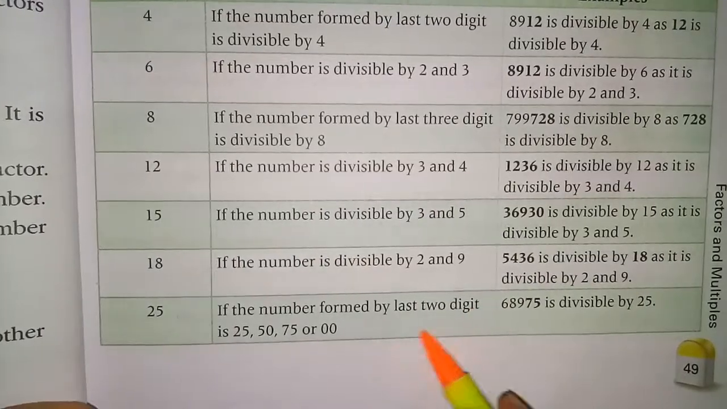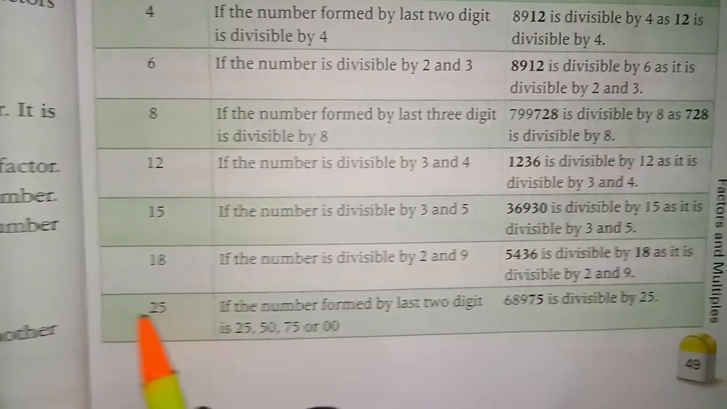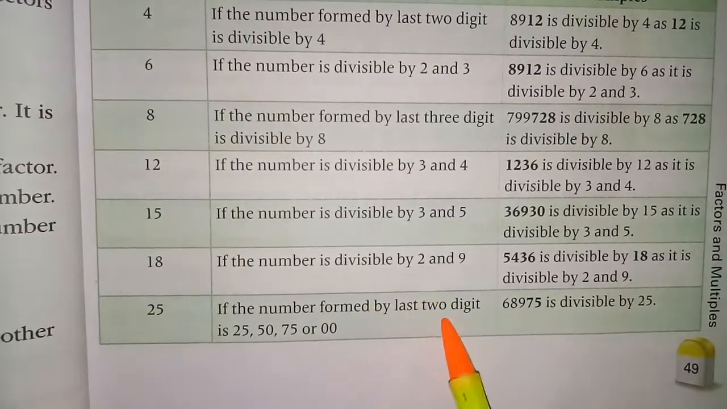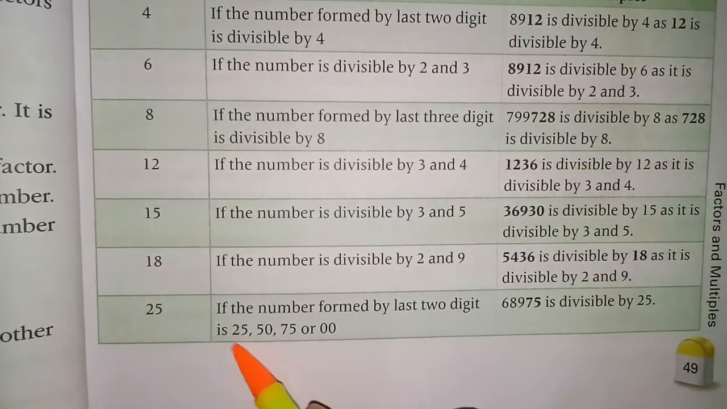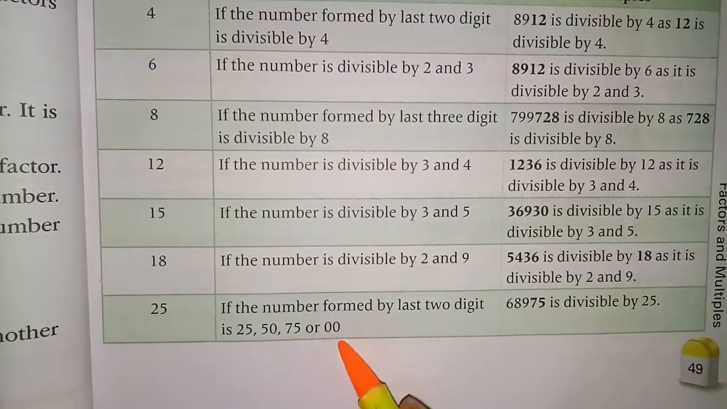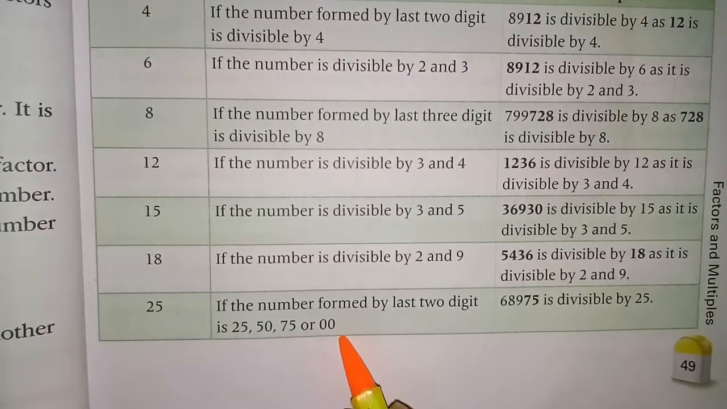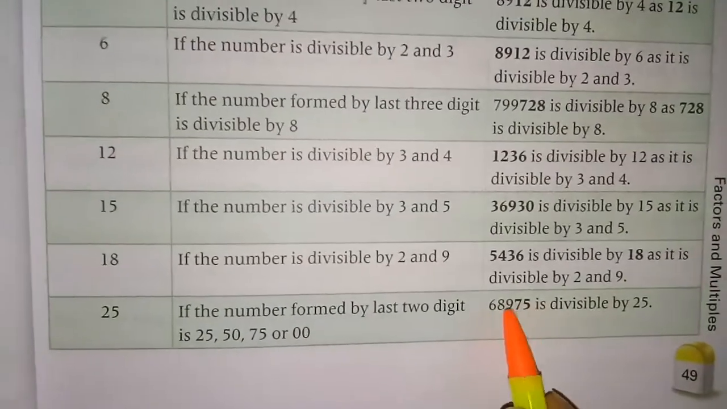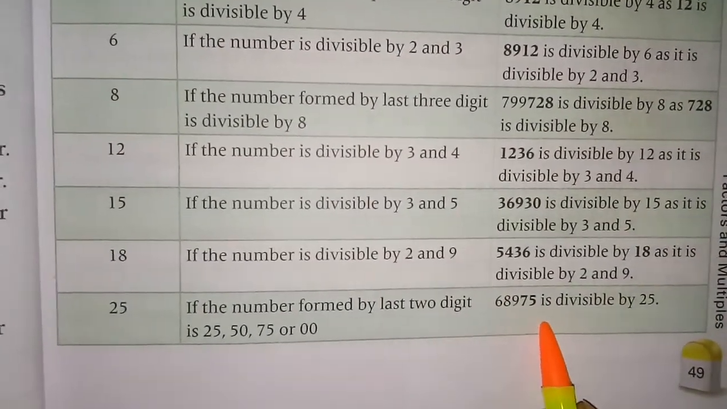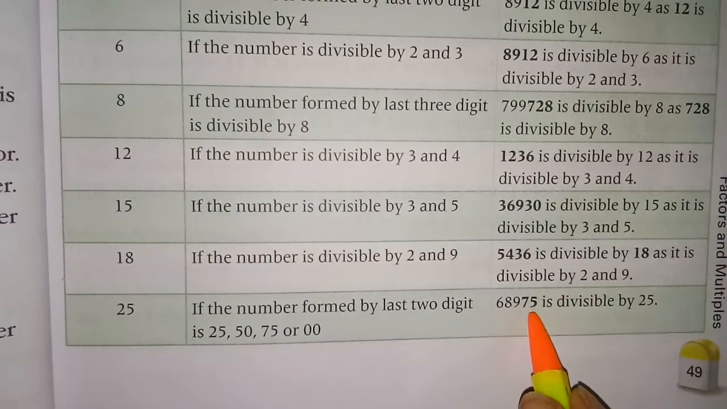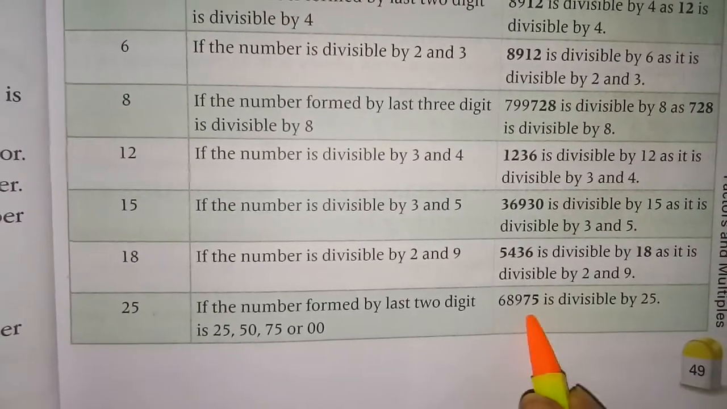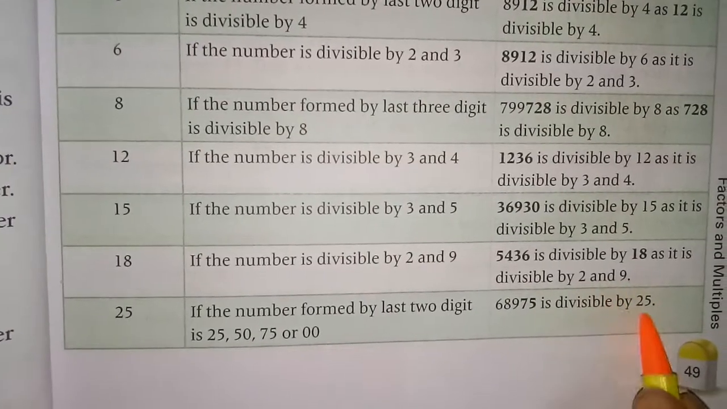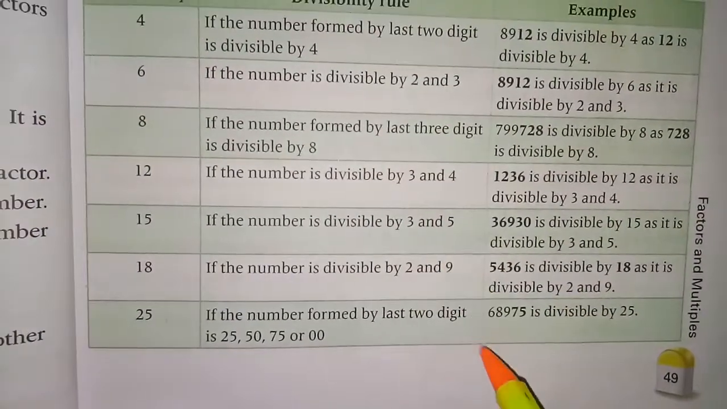And likewise the last number is 25. If I talk about divisibility of 25, the number formed by the last 2 digits is 25, 50, 75, or there will be 2 zeros at the end. So here we have taken one example, 68,975. Here the last 2 digits are 75. So this number will be divisible by 25. So this was about the divisibility rules.